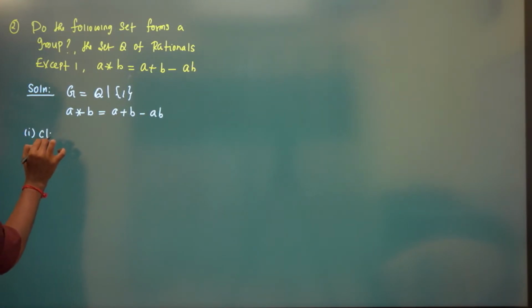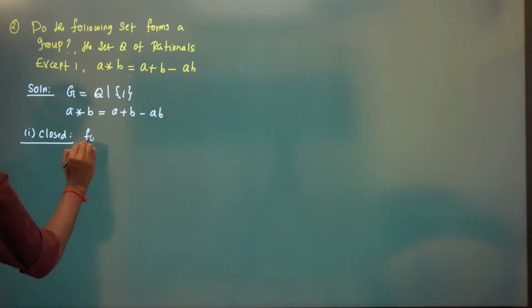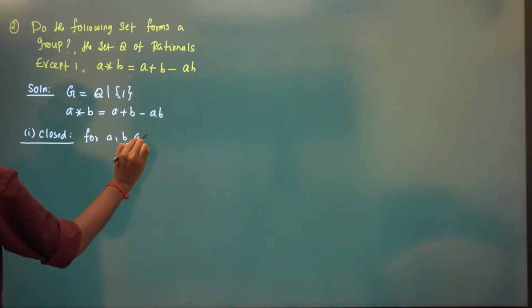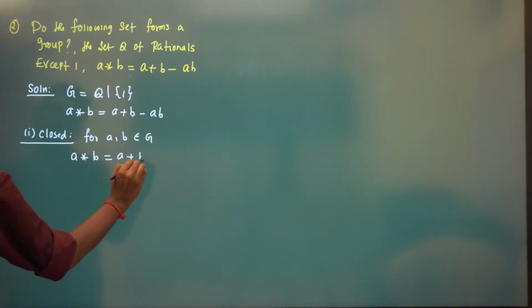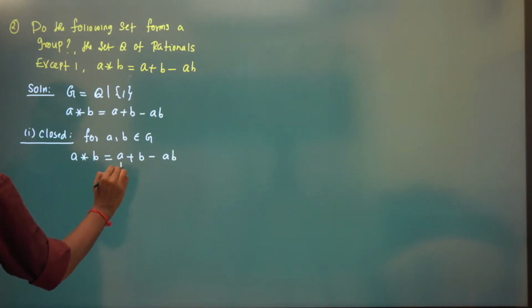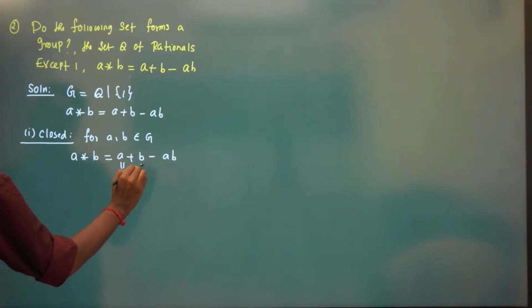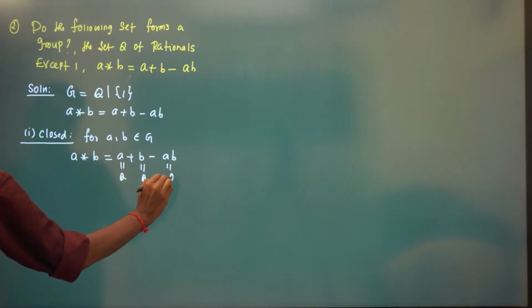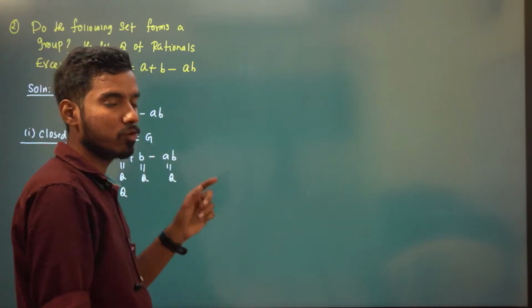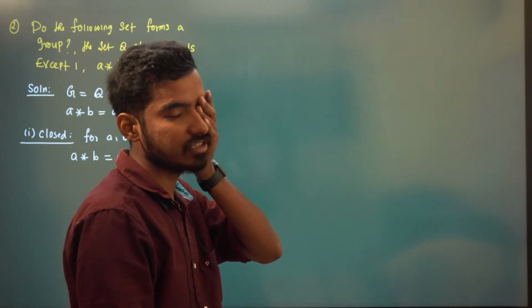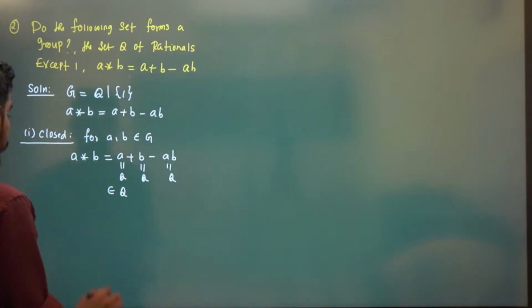First, closure. For A, B belongs to G, now what is A star B? A plus B minus AB. See, this is rational, this is rational, this is rational. So therefore, the output has to be rational. Sum of two rationals is rational. Difference of two rationals is rational. Okay. So therefore, it is closed.